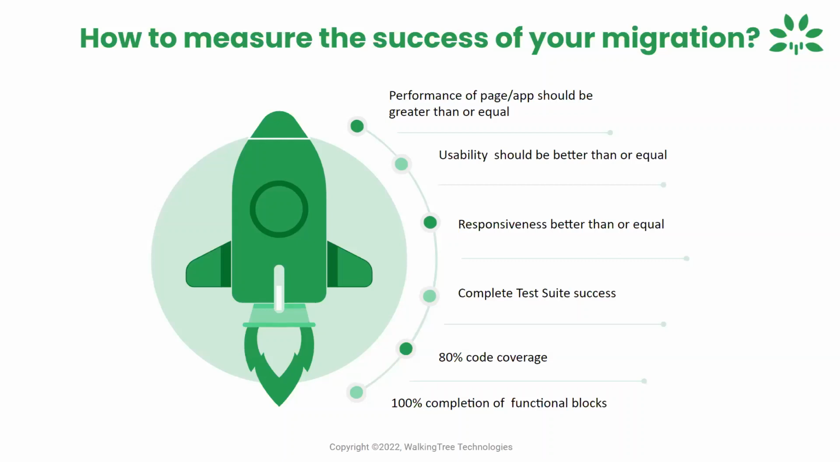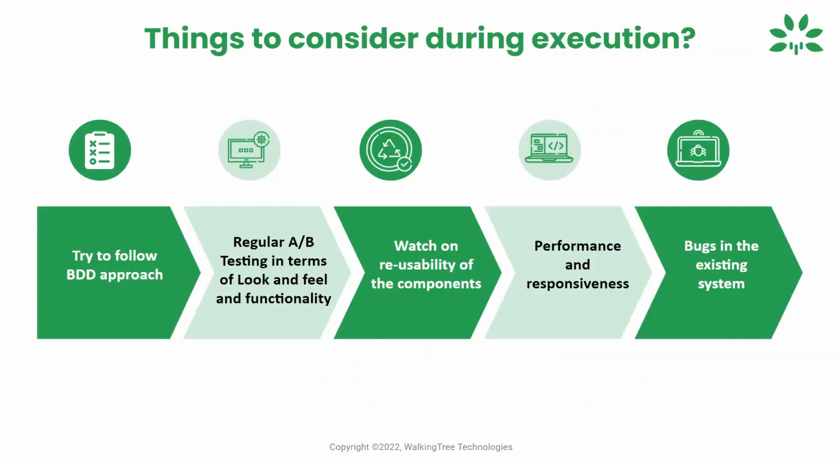And another thing is 100% completion of functional blocks, as we discussed. The functionality of the existing system needs to be 100% covered. So these are the things we consider to say a system migration is successful or not. The next thing is to consider while executing this migration process.